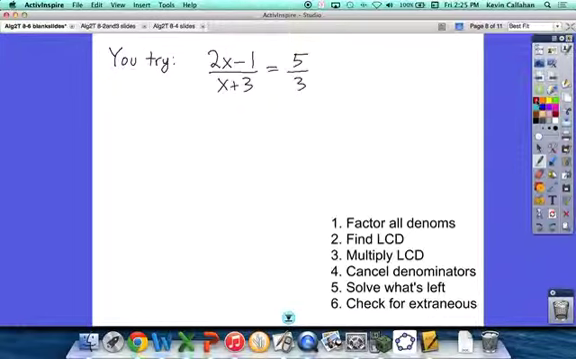Try to, I'm saying right here, don't do all that. Cross multiply.